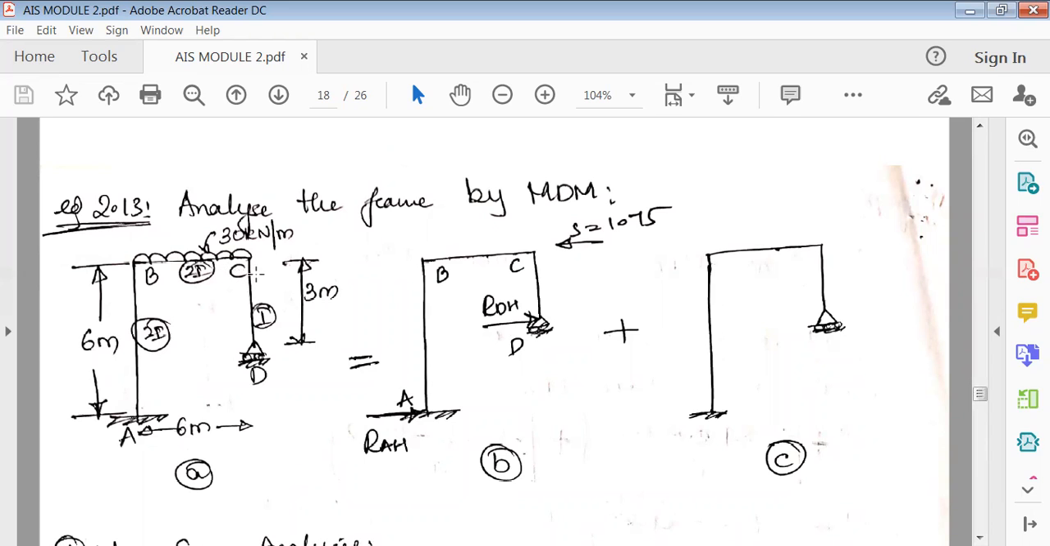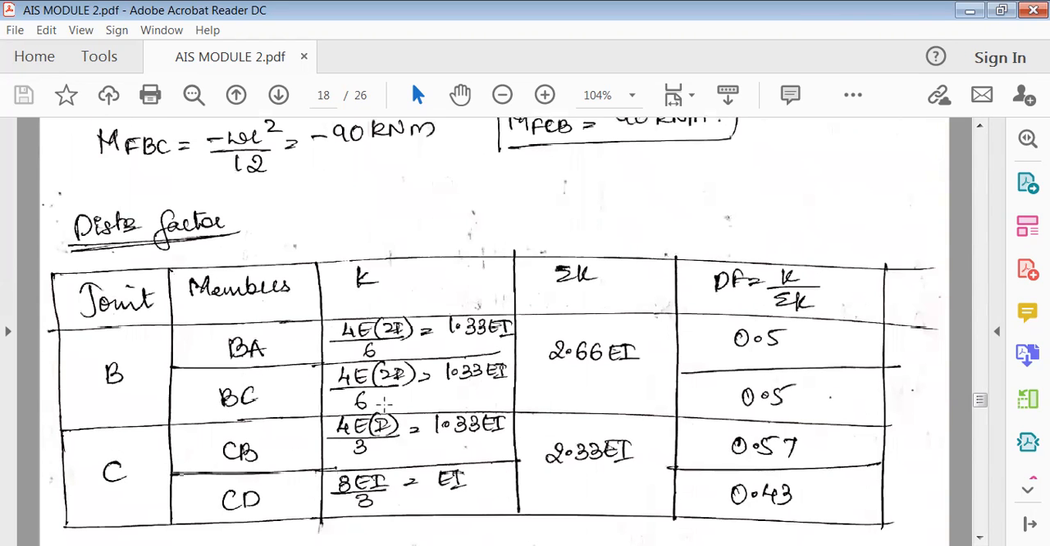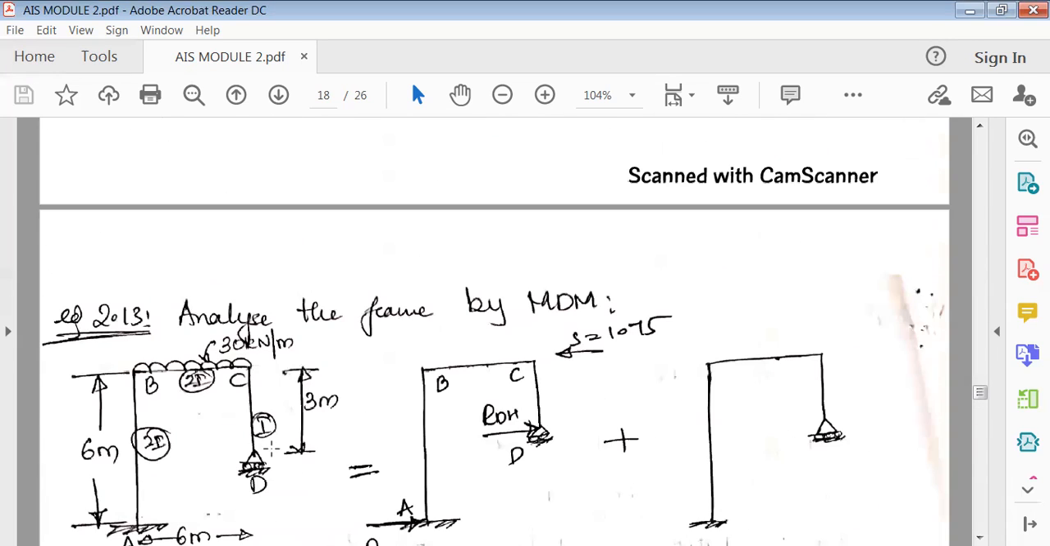So again, because it is an intermediate support, we'll be treating this like a fixed support only, so it is 4EI by L. Be careful to use the I values properly here, because in some cases it is 2I and in the other case it is only I. Okay, next thing is this portion CB and CD.